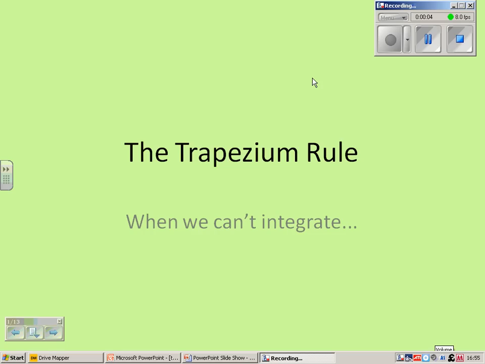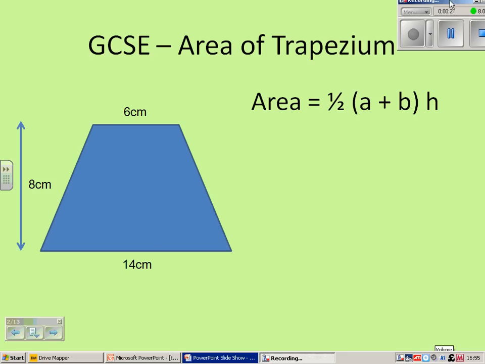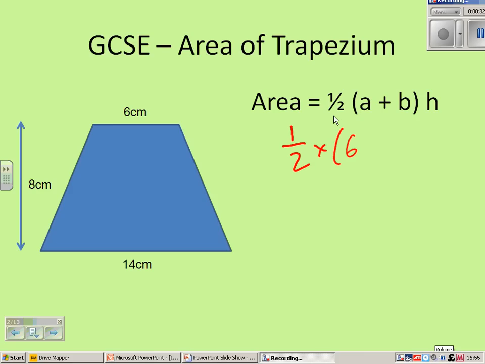The trapezium rule is one of the methods we can use to integrate if we don't know how to integrate the function we've got. It's going to be based on our GCSE rules for the area of a trapezium. The rule was that you add the top and the bottom together, divide by 2, and times it by the height. So for this trapezium here, we've got 1/2 times the top plus the bottom times by the height.